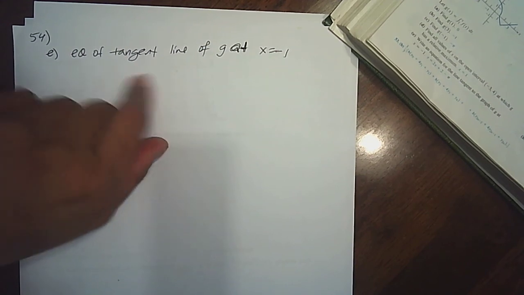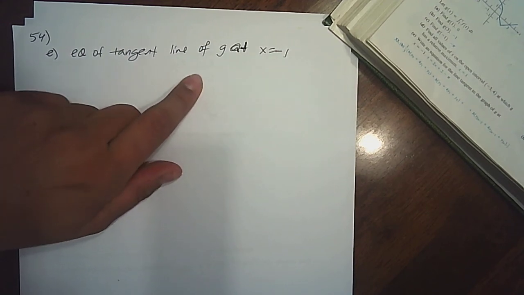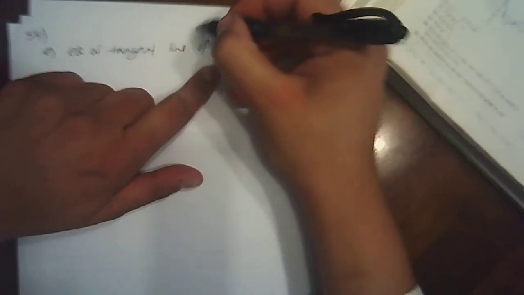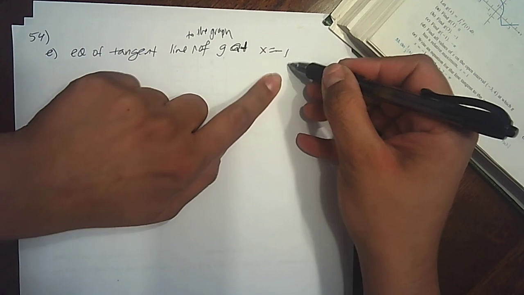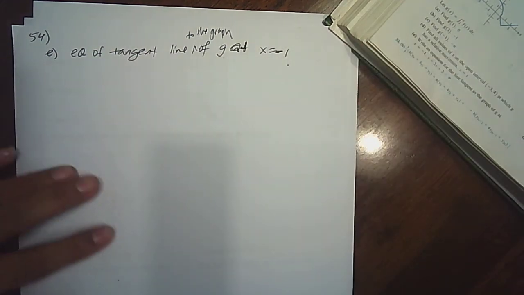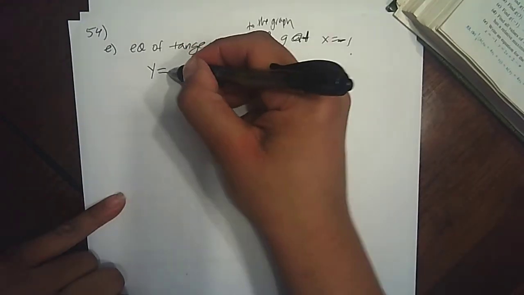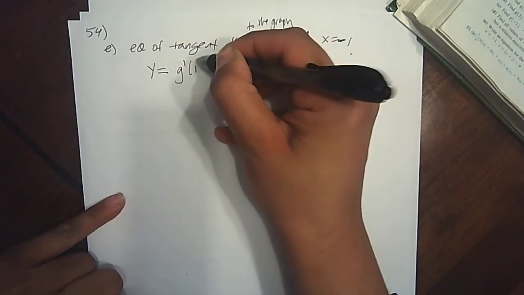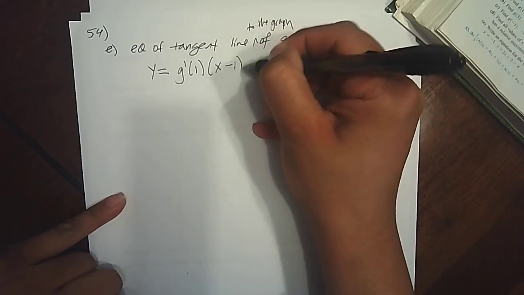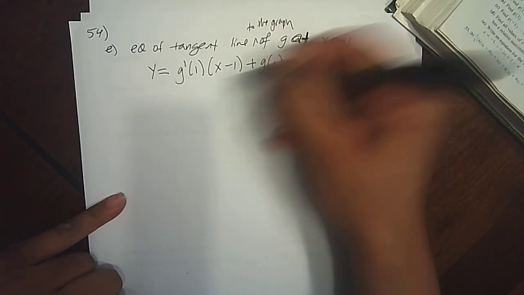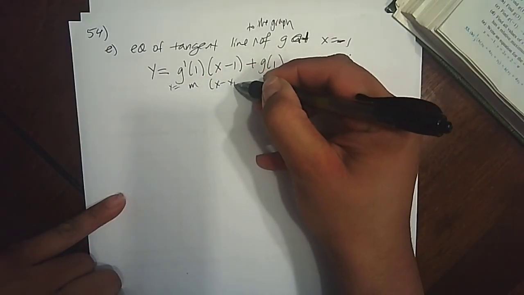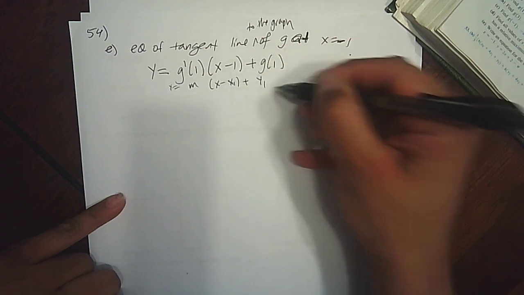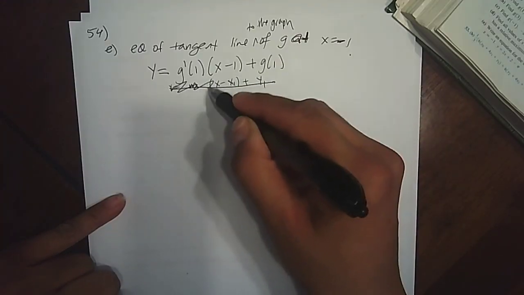It asks for the equation of the tangent line to the graph of g at x equals -1. Okay, this is really just based on point slope form. And let's write down point slope form using calculus. y equals the derivative at 1 times x minus 1 plus g of 1. Again, this is just y equals m times x minus x sub 1 plus y sub 1. That's all that is. Let me cross that out.